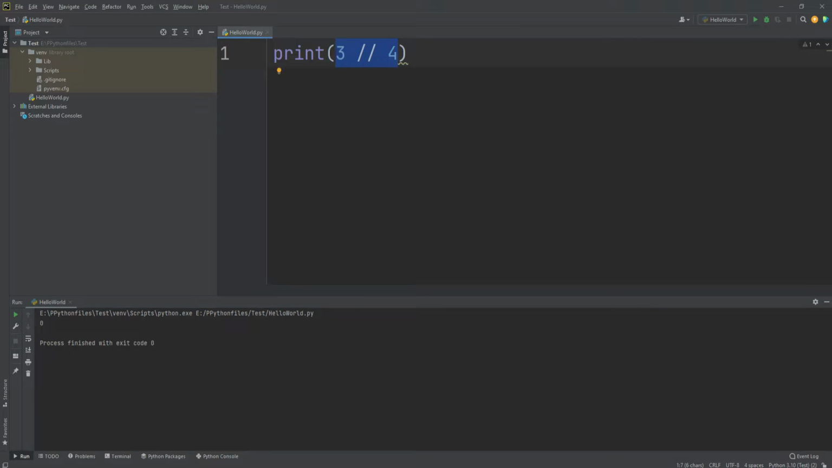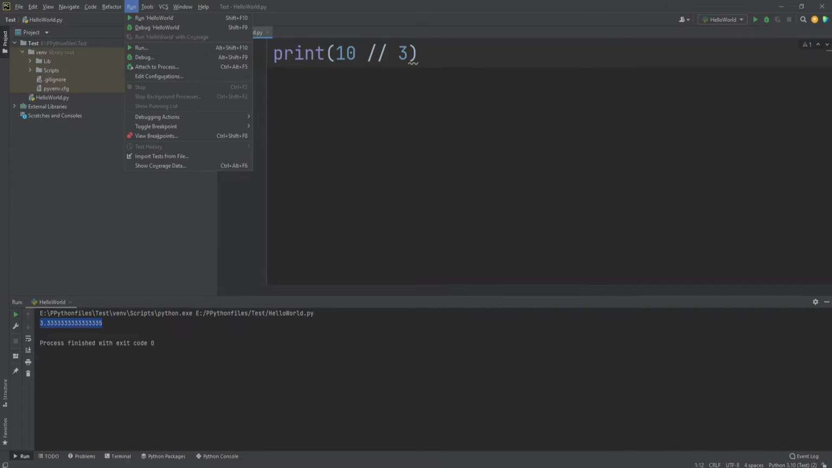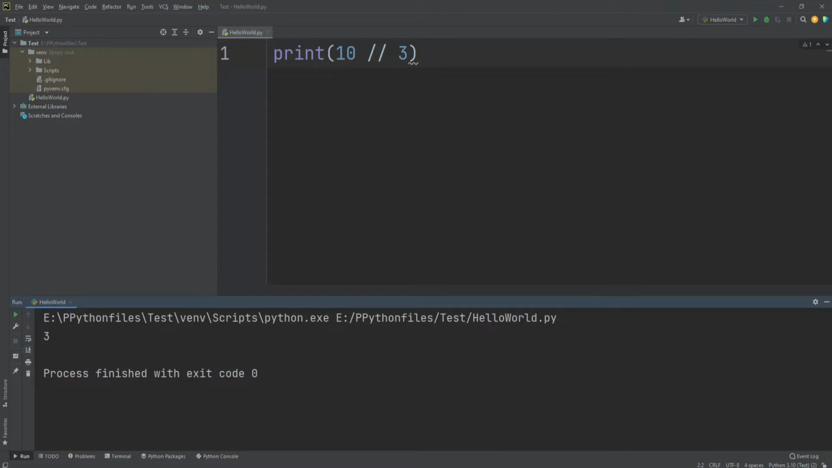Now, let me give you a different example. So we have 10 divided by 3, because this one didn't really make sense to you. But now it will make sense all clearly. We have 3, and it will show you 3.33335, whatever. If we divide this again and run it, it's gonna give me 3. So what's gonna happen is if you do double divide, it's gonna forget about whatever comes after the decimal and only give you the whole number. That's why when the answer for our last division was 0.75, it forgot about the 0.75 and only gave us 0.